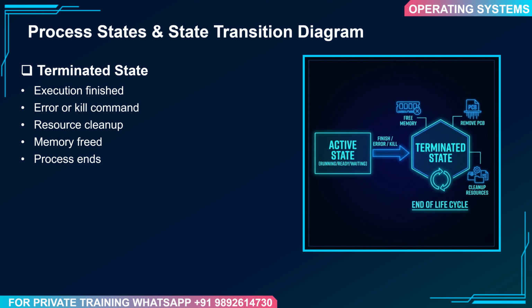Finally, there is the terminated state. When a process finishes its execution normally, or when it is stopped due to an error or a kill command, it enters the terminated state. In this state, the process is no longer active. The operating system cleans up its resources, frees memory, and removes its process control block. At this point, the life cycle of the process ends.